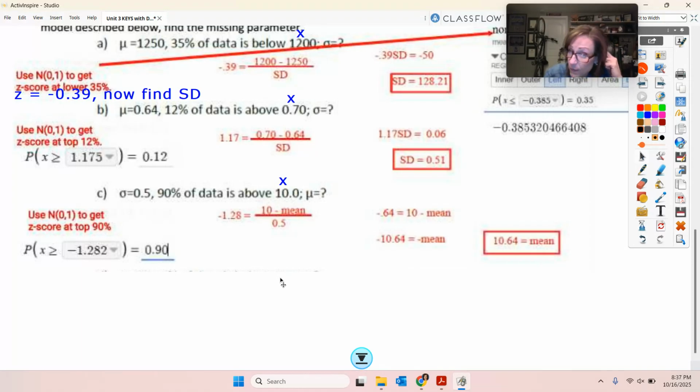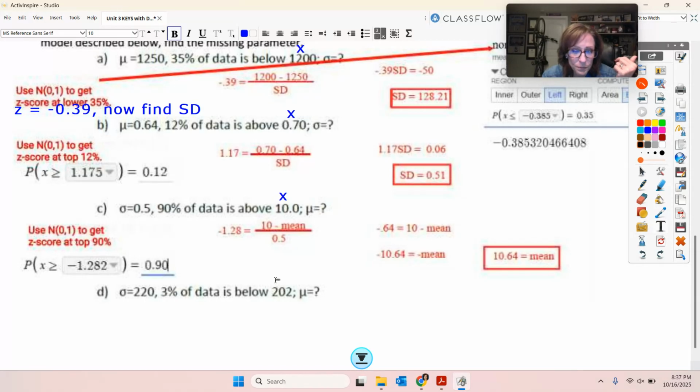Okay, I'm going to let you practice one of those, and then that's it. That's all the algebra I'm going to do with you. So here we go. We have got 3% below 202, so that's your x value. 3% below 202. You ready? Percent is not the z. It's not the z. Use the percent to get the z.